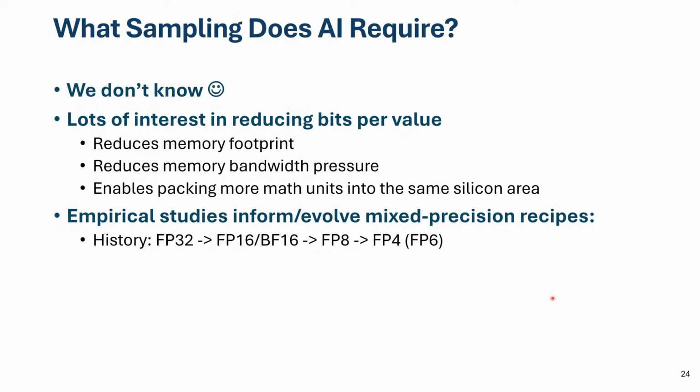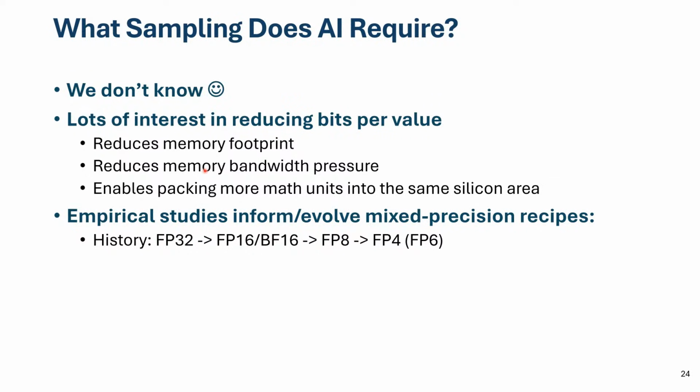It's not even a $1 million question. If you know the answer to that question, it's worth billions. But there's a lot of interest in reducing the bits per value, and that's understandable, because the smaller your representation, the less memory footprint you need, which is a good thing. You can fit a larger model and more activations in your memory. It reduces memory bandwidth pressure. When you have to access that memory, you have to move bytes, so the fewer bits you have to move across memory buses, the less energy you need, so you save power.